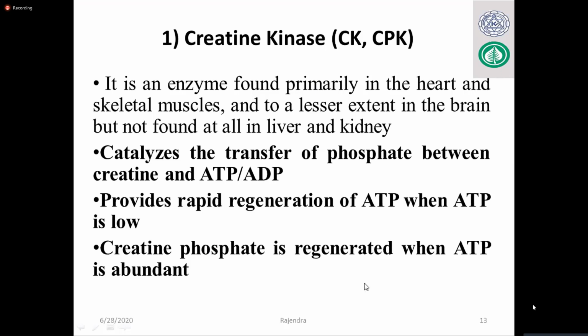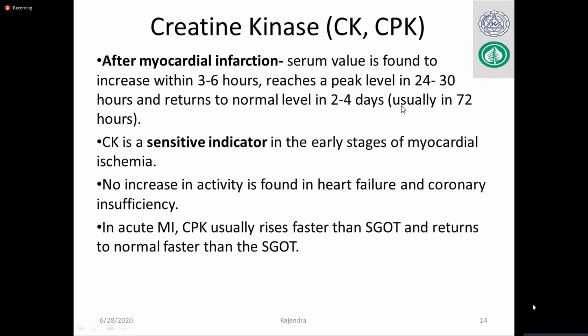Creatine phosphate is regenerated when ATP is abundant. That means this creatine phosphate molecule regenerates again when we have a sufficient amount of ATP. This is what we already learned in creatine synthesis. And creatine kinase, after myocardial infarction, the serum value is found to increase within 3 to 6 hours. Remember this line: once a person has a myocardial infarction, this creatine phosphokinase enzyme increases within 3 to 6 hours.